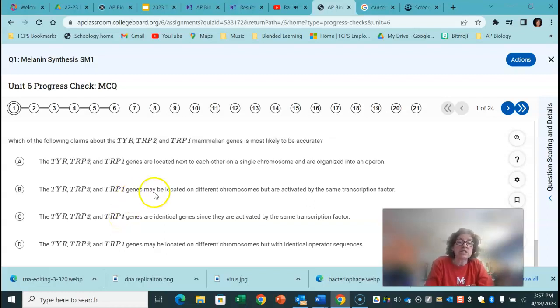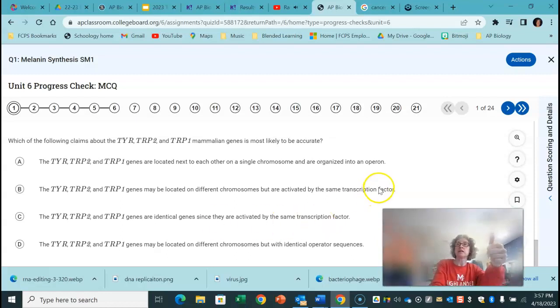So let's see. Genes may be located on different chromosomes, activated by the same transcription factor. That's all eukaryotic. That makes sense. That could be it. Or the genes are identical genes. Now, is that possible if they're making 3 different enzymes? No. So the answer is B.